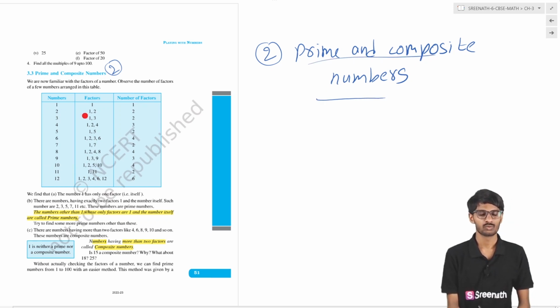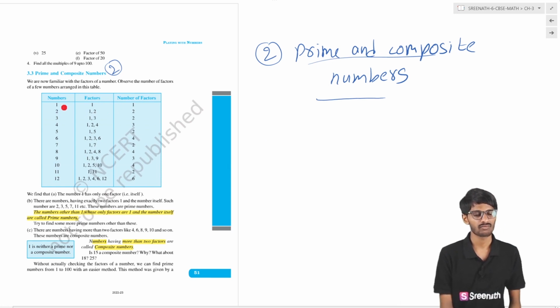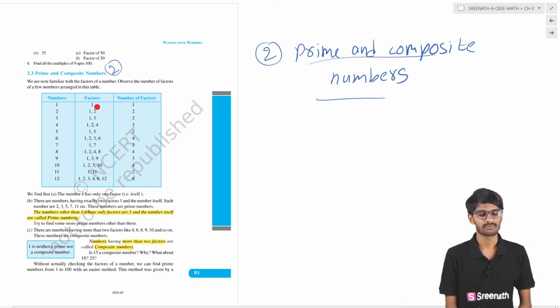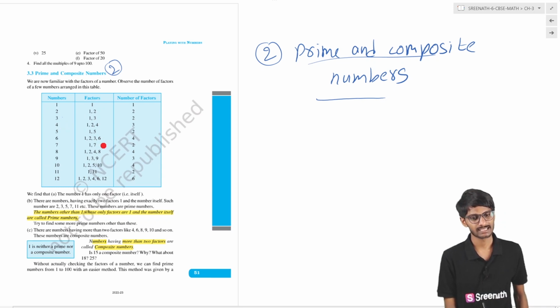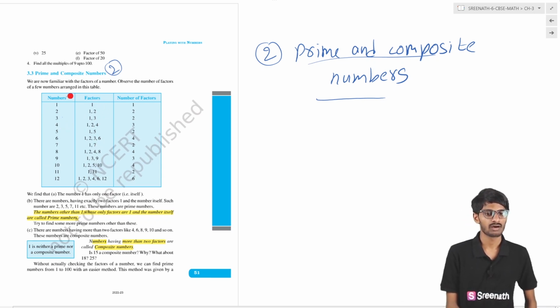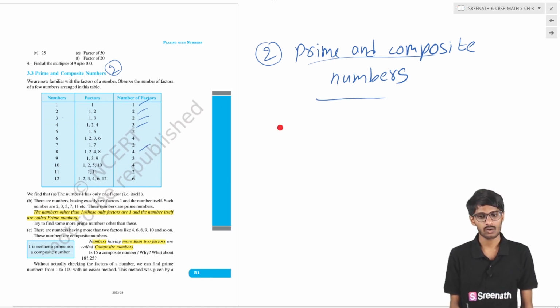So basically we know how to write factors. For 1, how many factors does this number have? It has one factor only. Factors of 2 are 1 comma 2, factors of 3 are 1 comma 3, factors of 4 are like that. So if you clearly observe, 1 has 1 factor, 2 has 2 factors, 3 has 2 factors, 4 has 3 factors, like that.